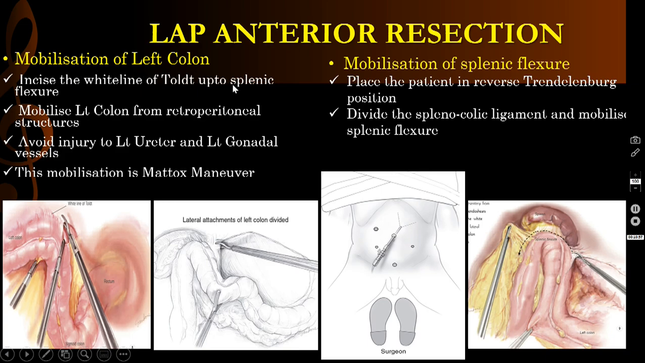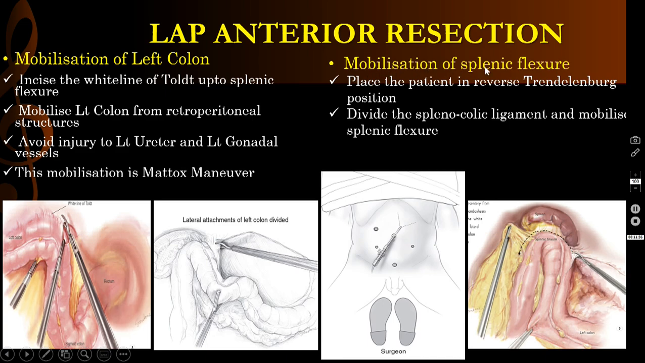Mobilization of the left colon. Now you have to incise the white line of Toldt up to the splenic flexure. That is what you are seeing here and here in this picture. This is the white line of Toldt. You have to incise it up to the splenic flexure. Mobilize the left colon from retroperitoneal structures. And during this maneuver, avoid injury to both left ureter and left gonadal vessels. This mobilization is called Mattox maneuver or medial visceral rotation.